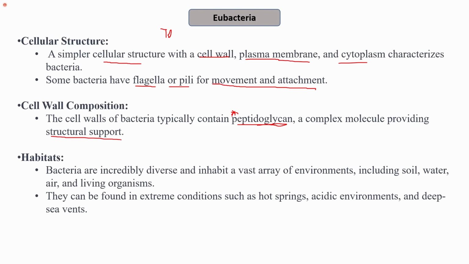Now the bacteria reside in various habitats, and they are incredibly diverse and inhabit a vast area of environments. They may be present in soil, water, air, or inside or on the living organisms, right? Also, they can be found in extreme conditions such as hot springs, acidic environments, deep sea vents, etc. So the habitat of bacteria is huge and diverse, including hot springs, acidic environments, soil, water, air, and inside and outside the living organisms.